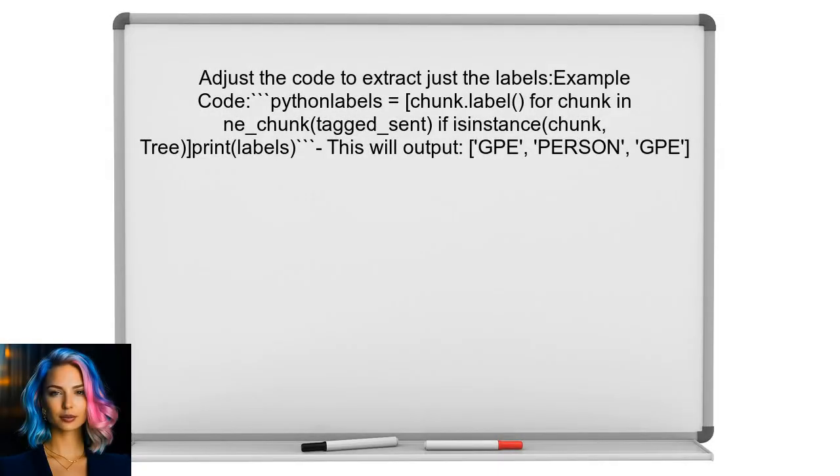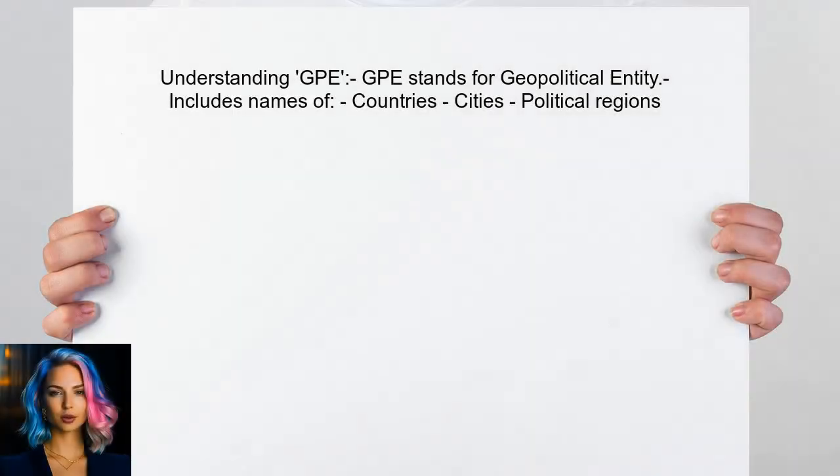Here's how the user can adjust their code. Instead of printing the entire chunk, they can create a list of just the labels from the trees. This will give them the desired output. Now, regarding the term GPE, it stands for geopolitical entity. This category includes names of countries, cities, and other political regions.